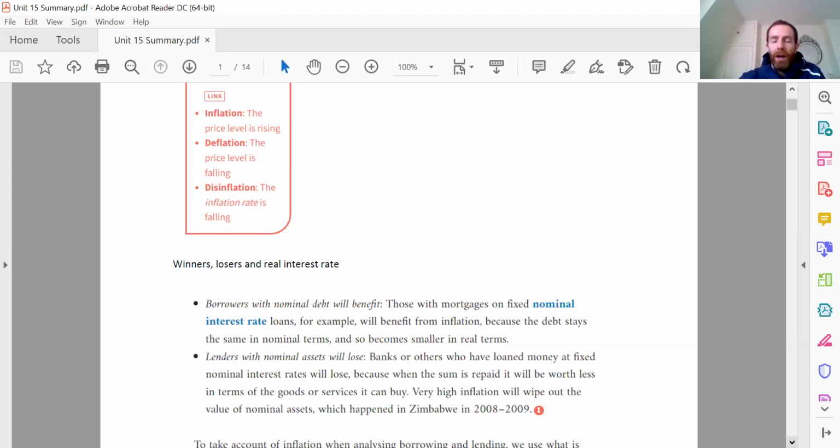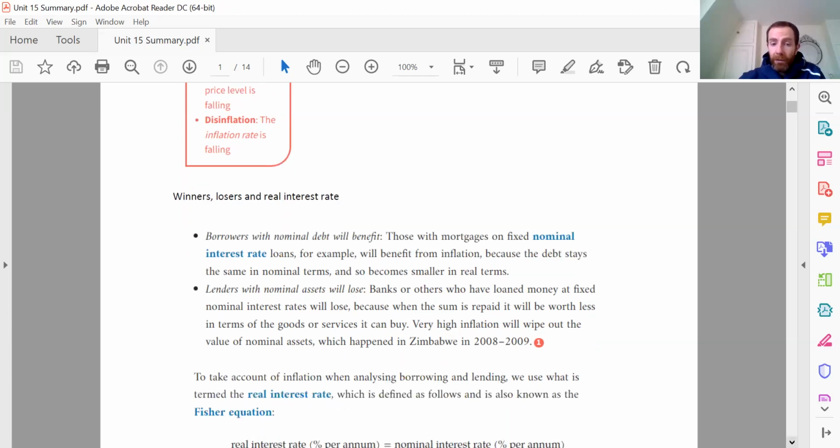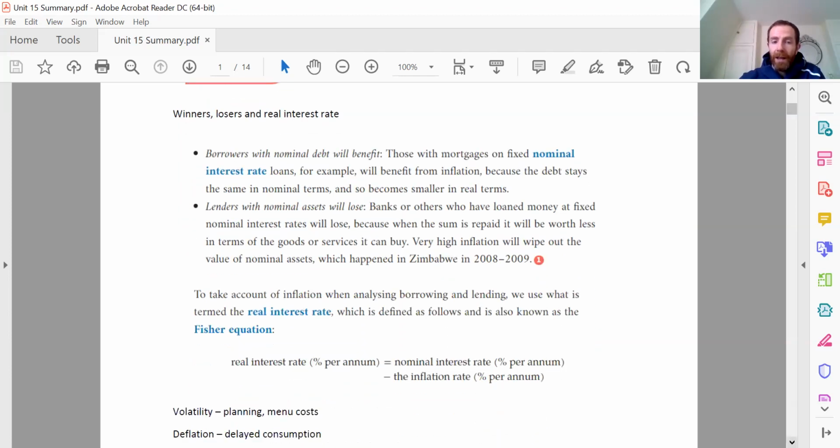A useful concept to help us understand who might win and lose when it comes to borrowing, lending and inflation is the idea of the real interest rate. To calculate the real interest rate, also known as the Fisher equation, what we do is take the nominal interest rate and then just subtract the inflation rate. Right now we have a good example of how using this would show us something quite interesting about the real interest rate in the economy.